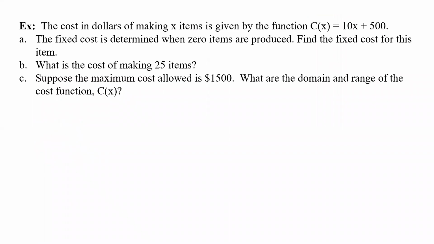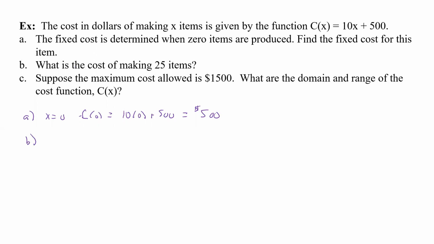All right, here we have the cost in dollars of making x items is given by the function c of x equals 10x plus 500. And so that's just some cost function, and we'll be seeing cost functions throughout the class. Now the fixed cost is determined when 0 items are produced. So remember, x is items, so when x is 0, it says find the fixed cost. Okay, well, we want x equals 0, so c of 0 is equal to 10 times 0 plus 500. Well, 10 times 0 is 0 plus 500. So that fixed cost is $500.